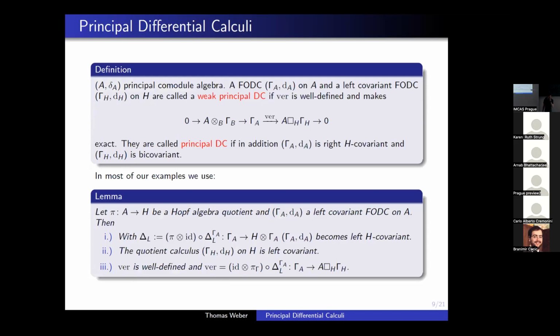So this leads up to the definition of what a principal differential calculus is. Now we collect all the things that we talked about. Given a principal comodule algebra and a first order differential calculus on A with a left covariant calculus on H, we call this a weak principal differential calculus.